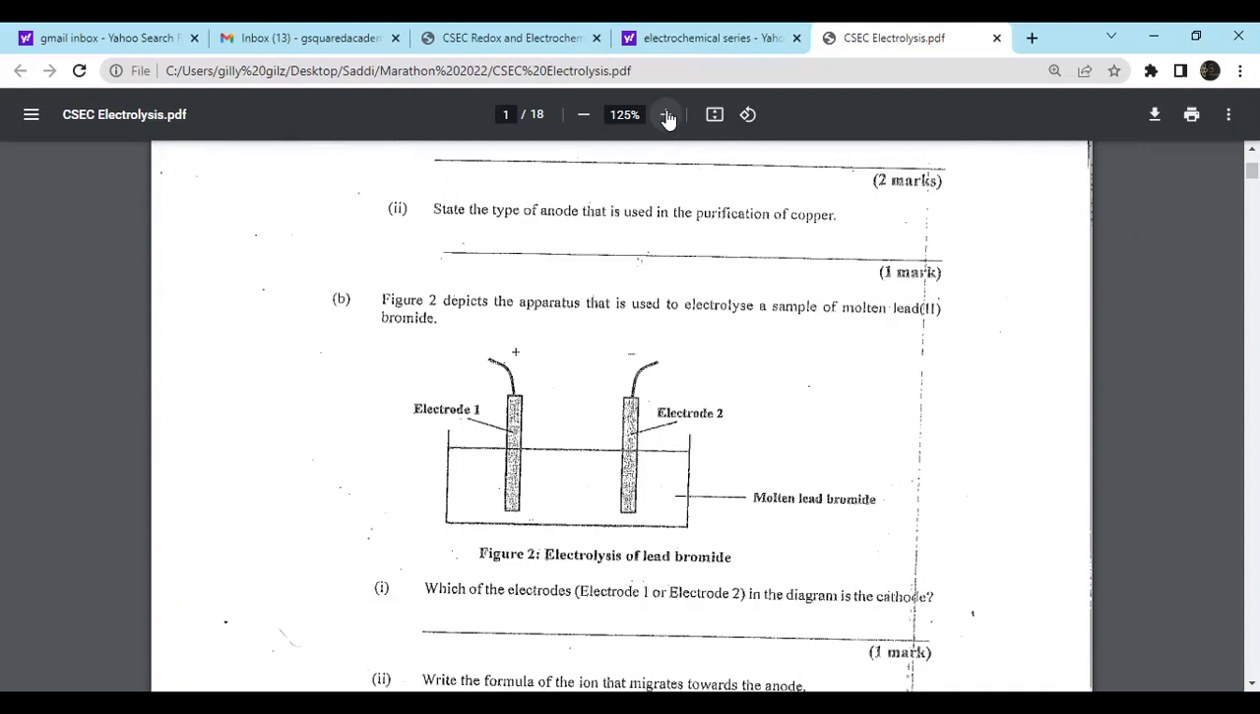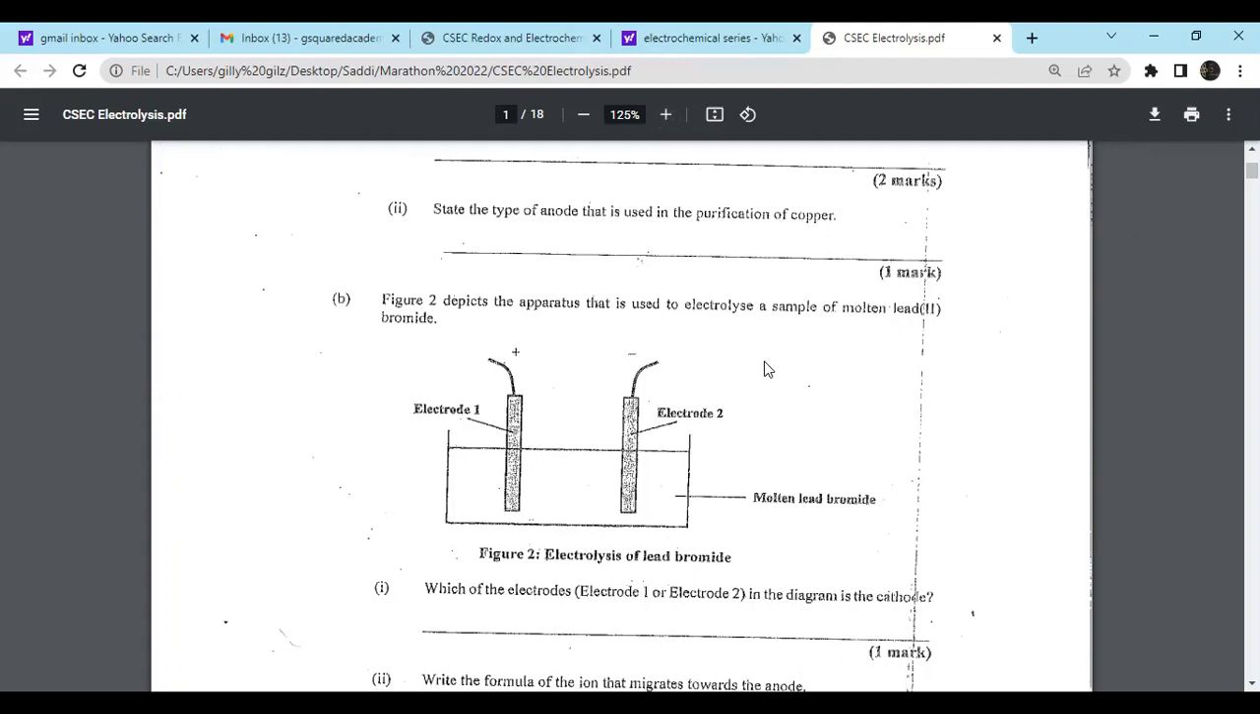Figure 2 depicts the apparatus that is used to electrolyze a sample of molten lead bromide. Remember I said lead bromide. Remember I said molten means that you take a solid and you heat it and then it melts, right? So that's what's happening here.